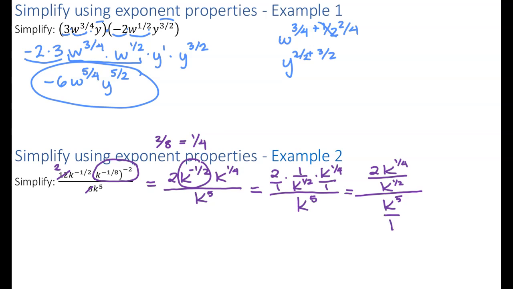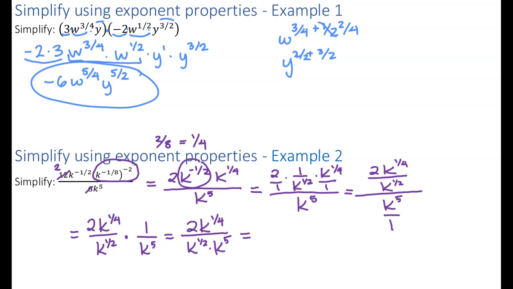Again, not your only choice. You could combine k to the 1/4 and k to the 1/2, for example. But I think the complex fractions are looking really ugly. So let's go ahead and deal with that. So I'll have 2k to the 1/4 over k to the 1/2. And I'm dividing by k to the 5th, which is the same as multiplying by 1 over k to the 5th. So when I mush that all together into a single fraction, I have this. And now I think I'm ready to do some final combining.